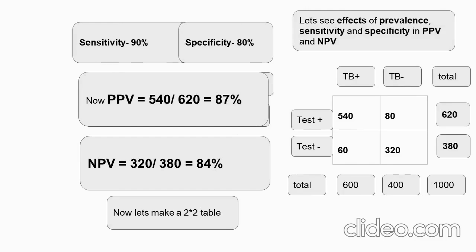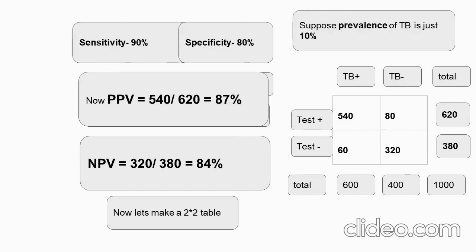Let's see the effect of prevalence on PPV and NPV. Suppose the prevalence is low, say 10% only. Out of 1,000, only 100 people will have tuberculosis, and 900 will not have. Now let's fill the 2-by-2 table with true positive, false positive, true negative, and false negative values. You can see clearly how the PPV has fallen to 33% only, and NPV has increased to 98%.